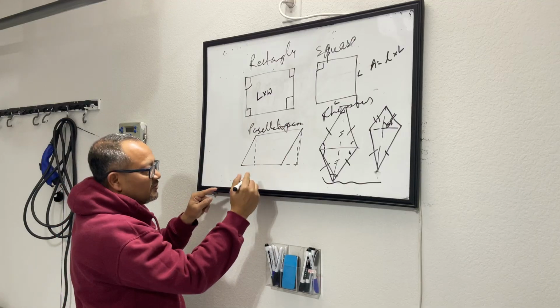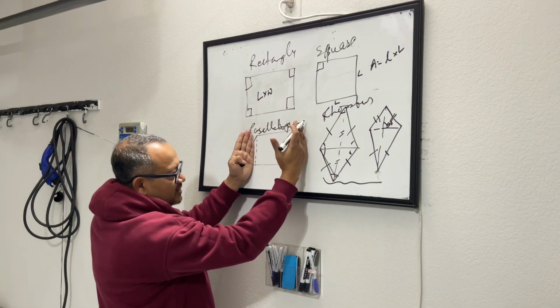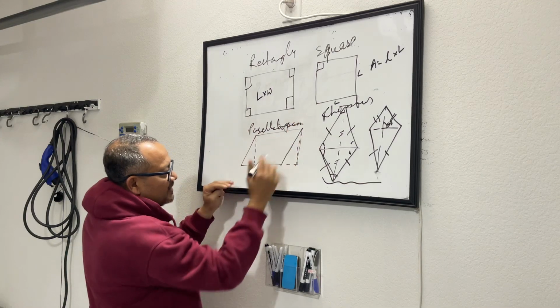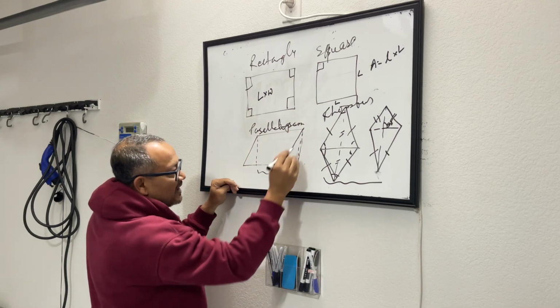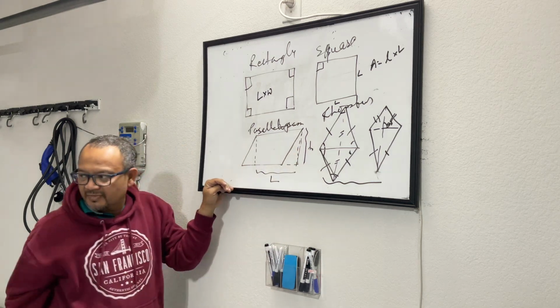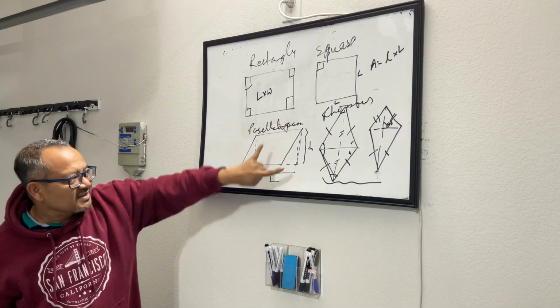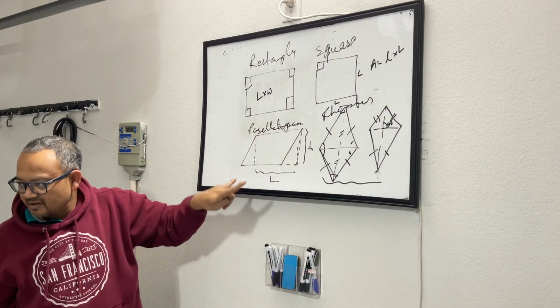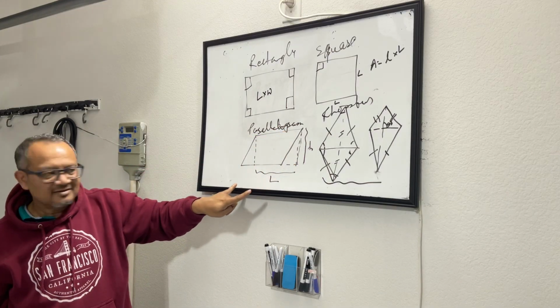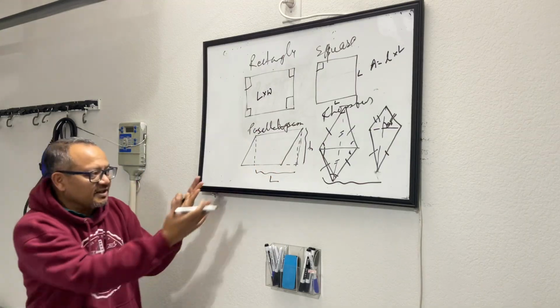And you have 2 right triangles that are exactly the same copy of each other. So if you have to find the area of this, it will be equal to the area of this. Here it is the length, and this part I'll not call a width, I'll call it a height. So the area of a parallelogram is base times height.